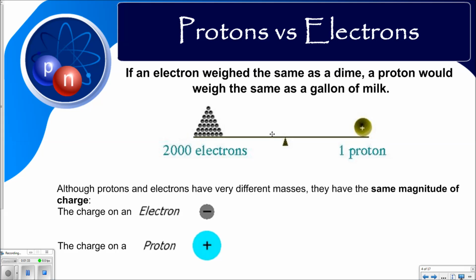So when comparing protons and electrons, we said the weight is much different. Here's an example. If an electron weighed the same as a dime, a proton would weigh the same as a gallon of milk. So there's a very big difference there. Although their masses are different, their charges are of the same magnitude. Like we said earlier, the charge of an electron is -1 and the charge of a proton is +1.